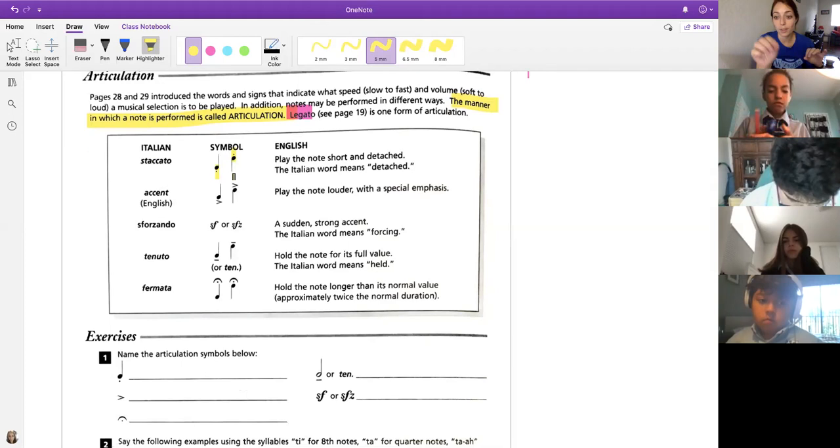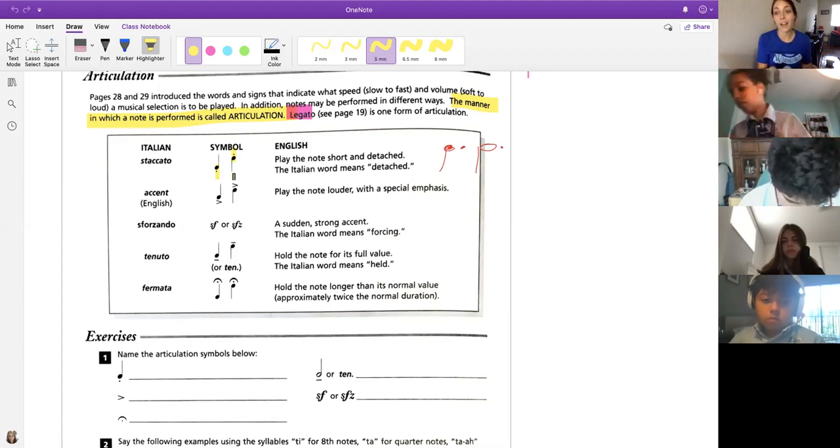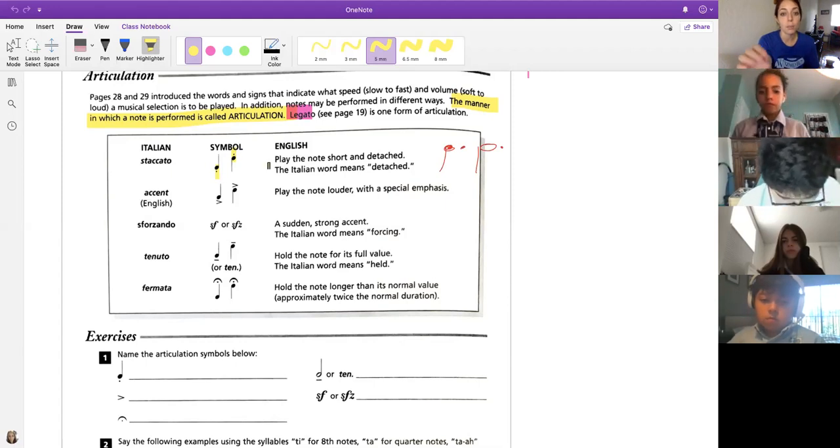Remember, when we see a note with a dot next to it, that has to do with the note value, like a dotted quarter note or something like that. Those are different. I'll draw it on here. It'll probably take a minute to sync up. Dotted quarter note or a dotted half note, that changes the value, not the style of the note. So when you see that dot above or below, you're going to play the note really short or detached.